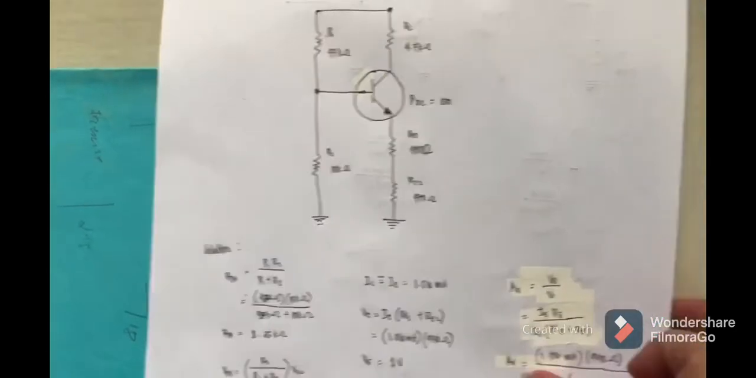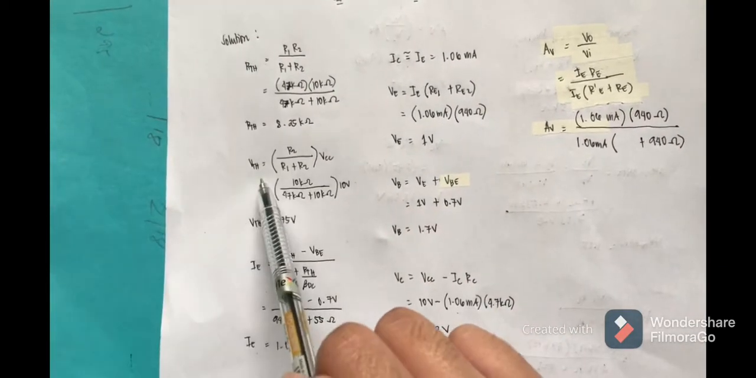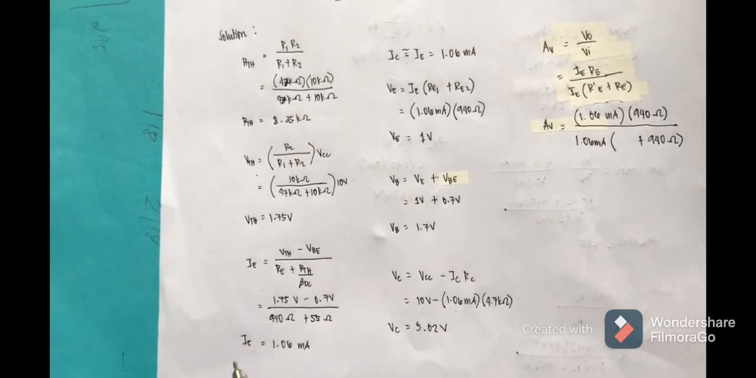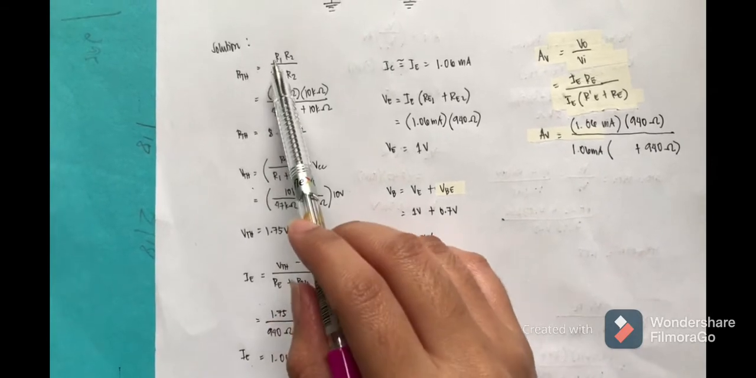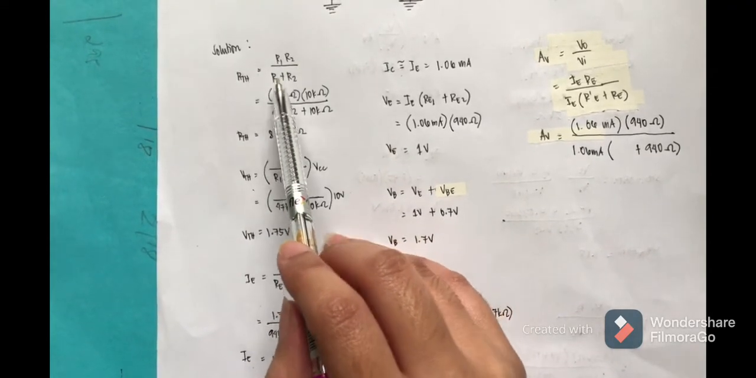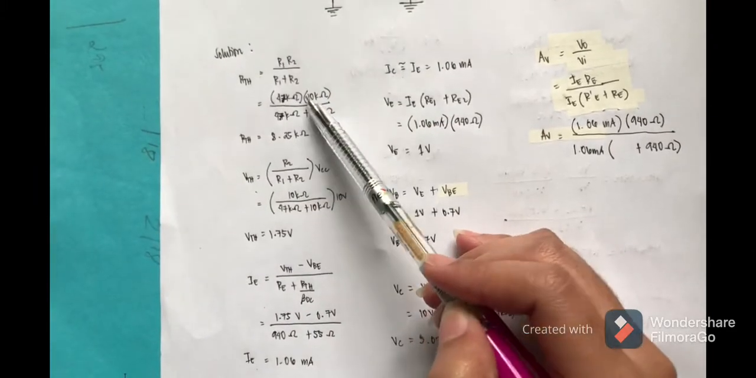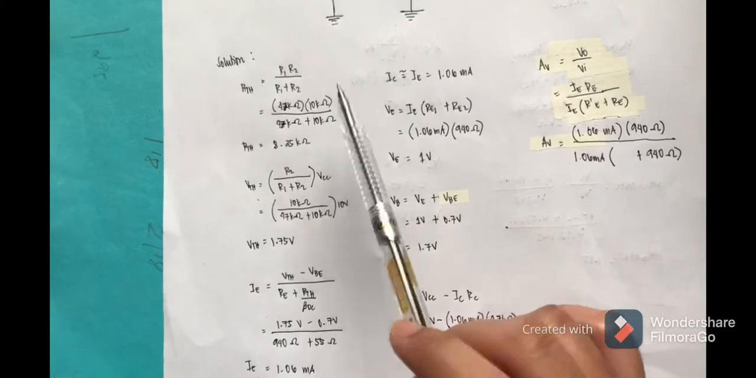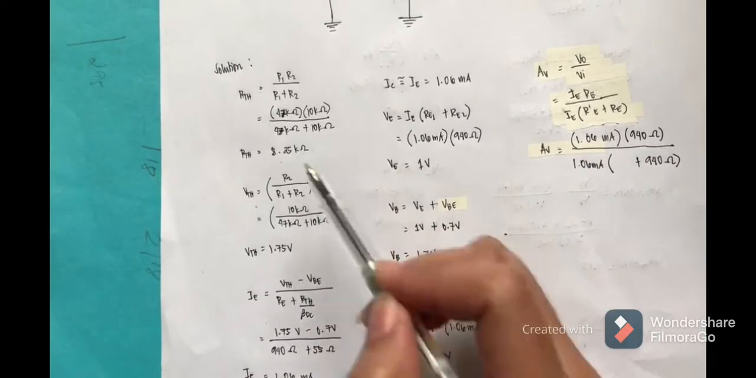So the solution for this is we must first find RTH and VTH so that we can get the answers for IE, VE, VB, VC, and the overall voltage gain. So we have here RTH. The formula for RTH is R1 multiplied by R2 over R1 plus R2. So our R1 is 47 k ohms. So 47 k ohms multiplied by R2, which is 10 k ohms, over 47 k ohms plus 10 k ohms. So RTH is equal to 8.25 k ohms.